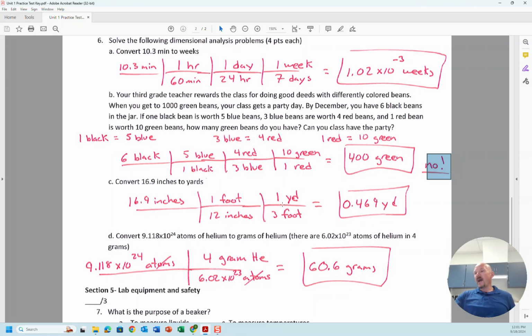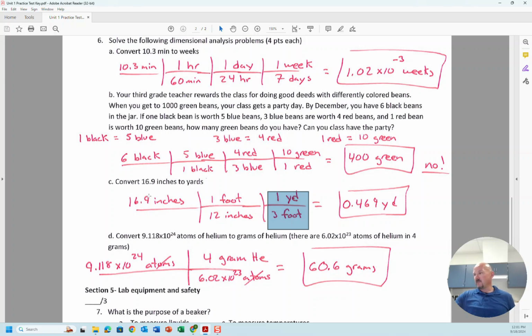Okay, so I went from inches to feet first because I know that 1 foot equals 12 inches, right? So that's the equality I would be tapping into to convert inches to feet. So if I take inches and divide by 12, that gives me feet. Okay, and then I know there are 3 feet in 1 yard. So if I divide by 3, that's going to cancel out feet and give me yards. And so 16.9 inches is equal to 0.469 yards.